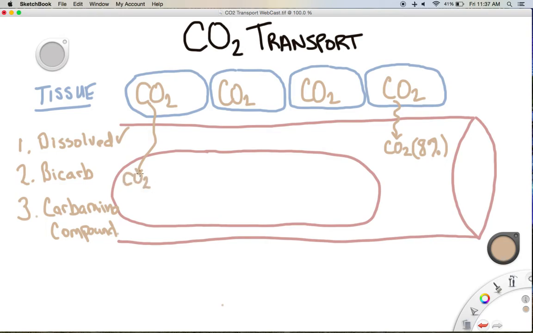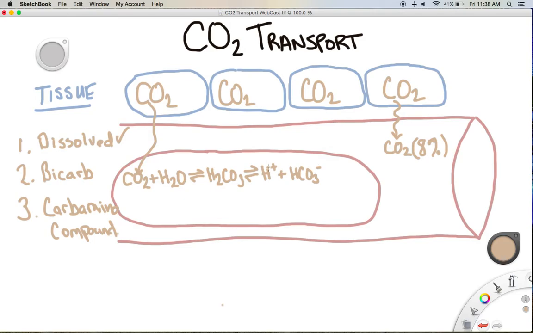Okay. This CO2 now reacts with other things, other waste products even, such as water. And these are both now inside the red blood cell. This CO2 and water combine to form something called carbonic acid, H2CO3, carbonic acid. That carbonic acid further dissociates now into a proton and a bicarbonate anion. Okay.